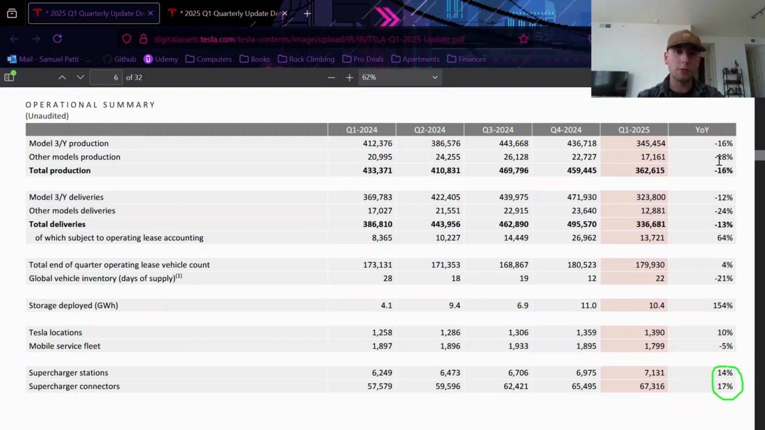So moving on, the last thing I want to show you on this page, we can see here they were down in almost every aspect of their operation. They were down in their production, they were down in their deliveries, their inventory, they were down almost everywhere. And that really is what contributed a lot to their losses this quarter.